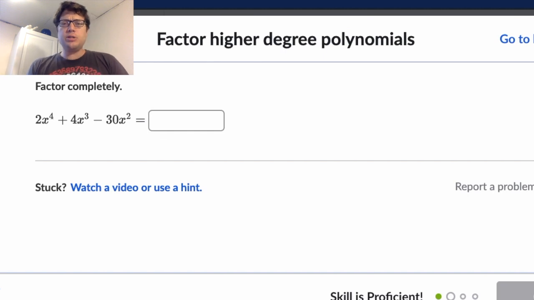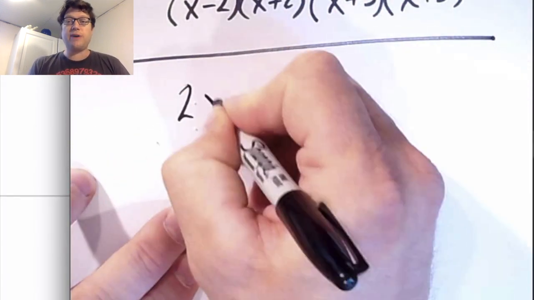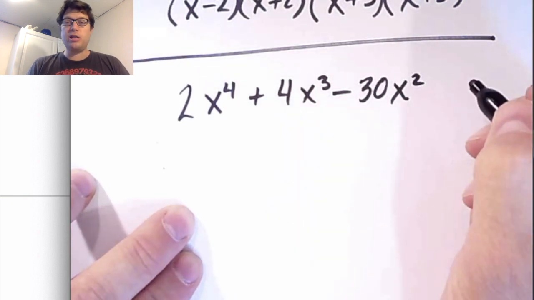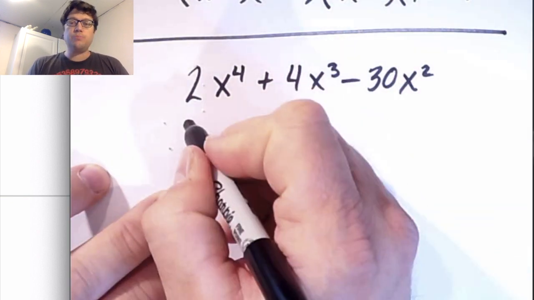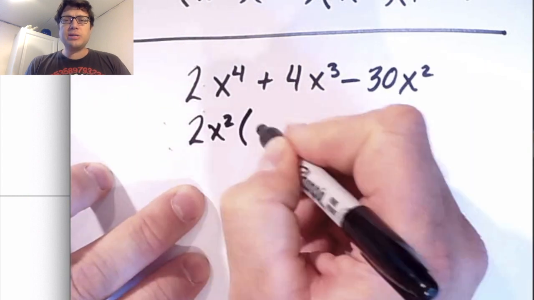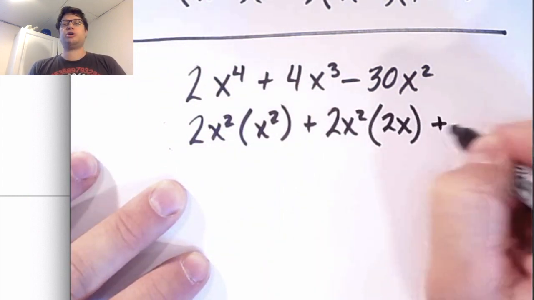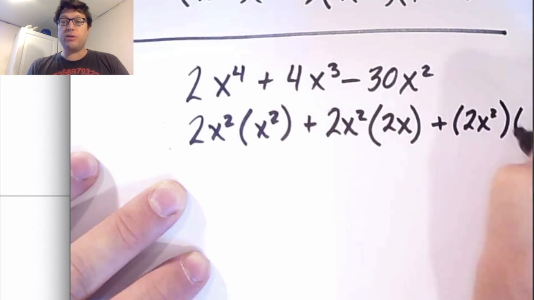Here, I'm noticing that 2x, 4x to the third, 30, they're all even. So my first step is going to be to factor out things that are common, like a greatest common factor. So since 2 and 4 and negative 30 are even, step 1 is to factor out a 2. Then x squared is a component of all three terms of this trinomial. So I'm going to factor out x squared from everything.